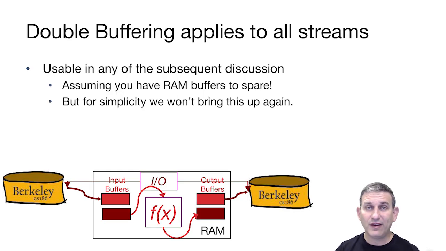Double buffering, I should point out, applies to any streaming algorithm, not just sorting, but really anything we look at during the rest of the course, assuming, of course, that you have extra RAM buffers to spare. So for simplicity in our future discussion and in our analyses, we will not account for double buffering, but you should be aware as a good system implementer that it's a useful optimization to keep in the background because it allows you to essentially read ahead of your compute, and that way you're computing while you're doing your I/O.